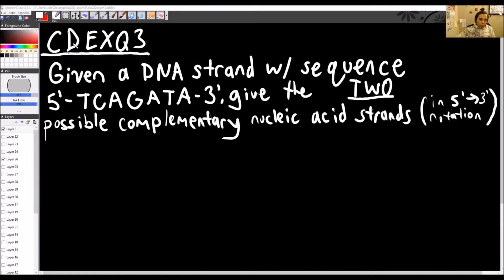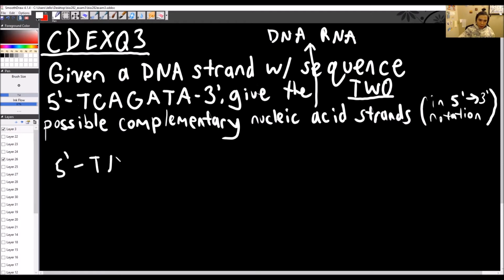Central dogma, example question 3. Given a DNA strand with the sequence, give the 2 possible complementary nucleic acid strands in the 5' to 3' notation. So I'm gonna be honest, this question is quite a bit trickier than what you might see on the exam, because I'm asking for the 2 possible complementary nucleic acids. Now, what do I mean by 2? Well, there are 2 kinds of nucleic acids, right? There is DNA and there's RNA. And both can be complementary, or have base pairs, with DNA. So let's start with the DNA one first.